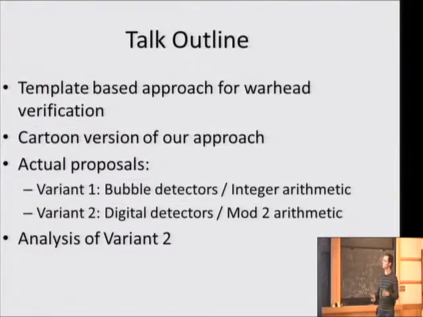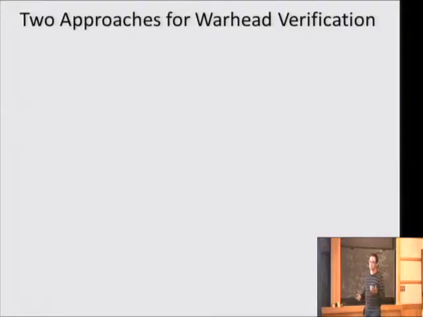Okay, so now the talk outline. First of all, there are two approaches for verifying, and what we work on is not the attribute-based approach, which I referred to before, but the template-based approach. Then I'll show a cartoon version of our approach, then the actual proposal and how you implement it, and then give an analysis or a sketch of analysis of the second variant of the implementation. It more resembles statistical zero-knowledge. Or rather, it's not like it resembles the one-time pad, but you'll see. We use the physical properties, so it becomes a bit different, in some sense simpler.